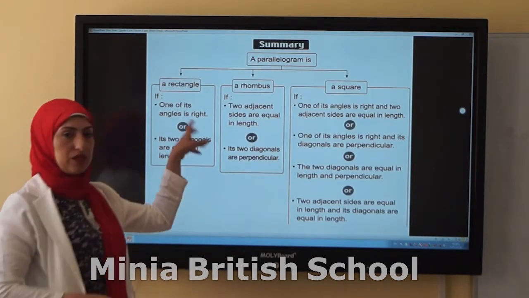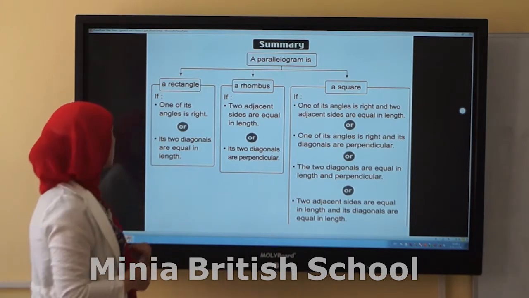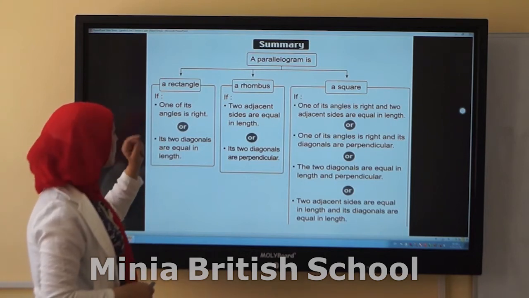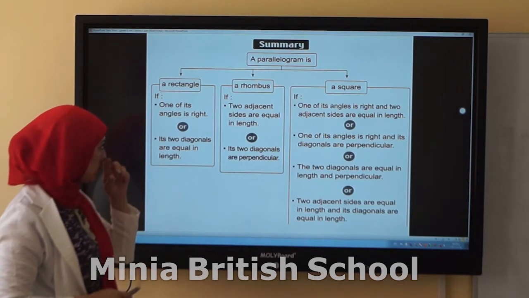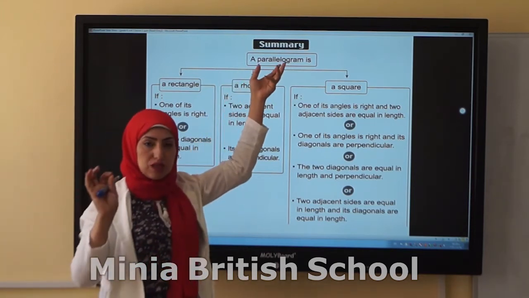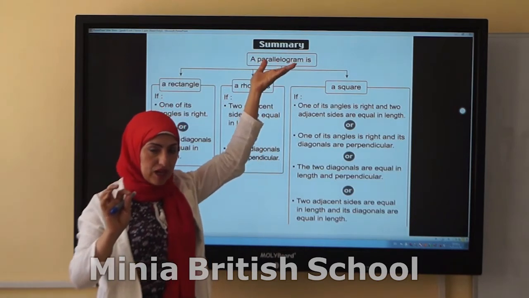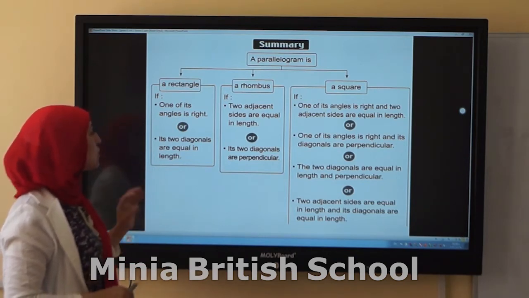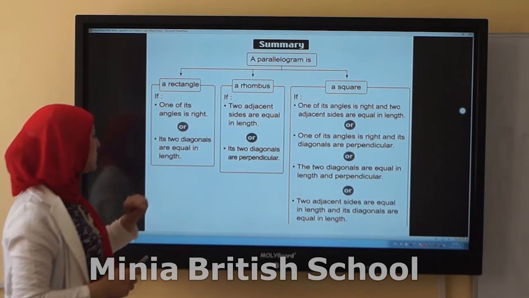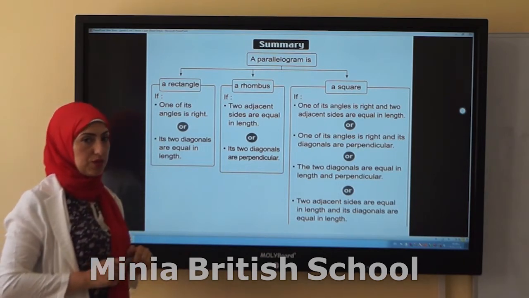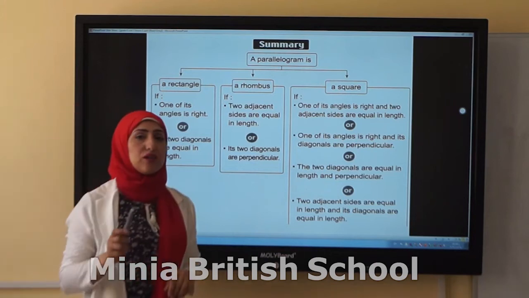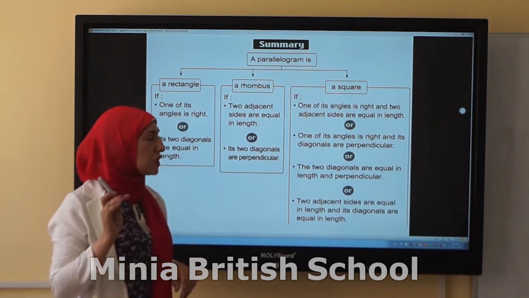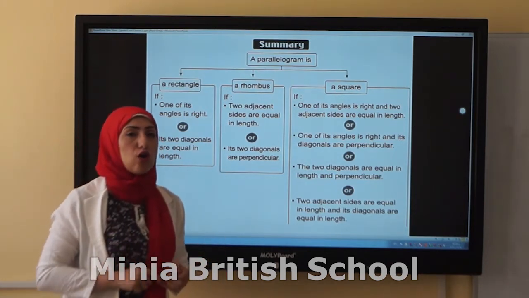Okay. Summary. It's summarizing what we said. Here, the parallelogram is a rectangle if one of its angles is right, or its two diagonals are equal in length. Also, the parallelogram is a rhombus if the two adjacent sides are equal in length, or the two diagonals are perpendicular.